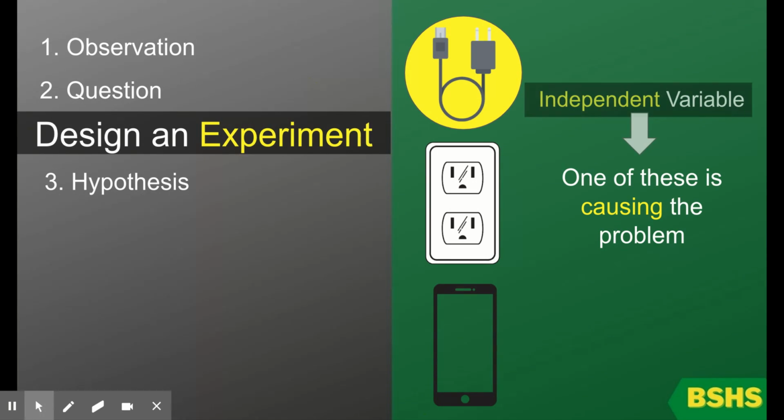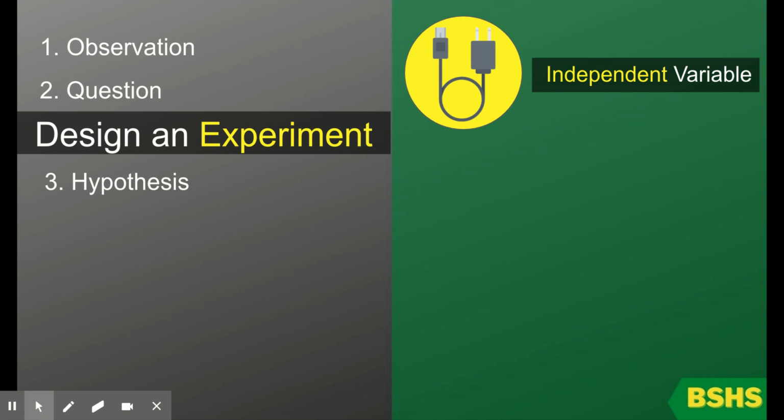Now, whatever we think is causing something in an experiment, scientists refer to that as an independent variable. So whenever you see that word independent variable, think cause. It's supposed to cause something else to happen. Now, let's say that you decide, okay, I'm going to see if it was my charger. Maybe my charger's broken. So we're going to start with that one. Okay? You pick that independent variable and you're going to test it, which is our very next step.